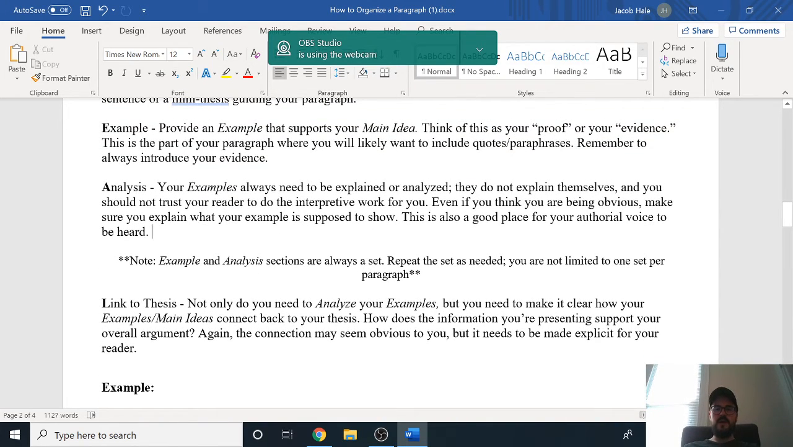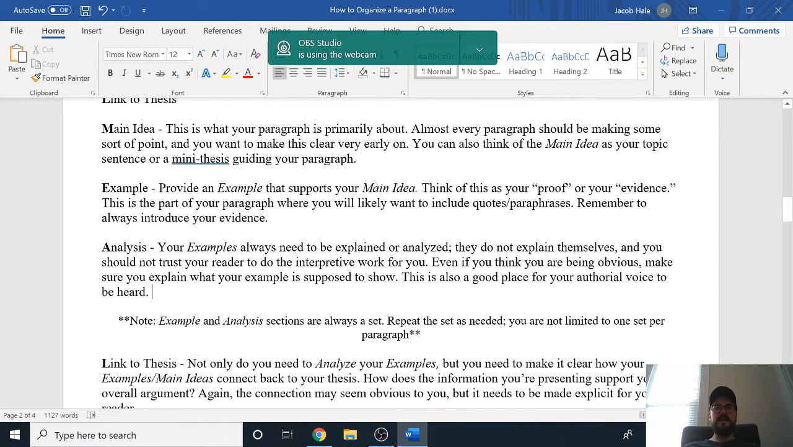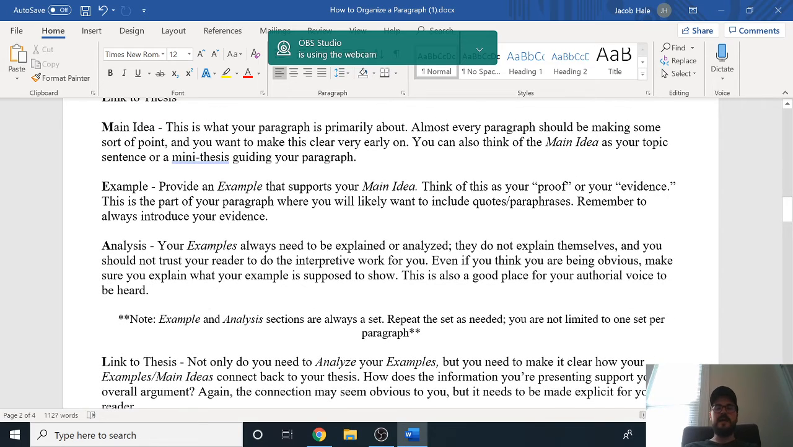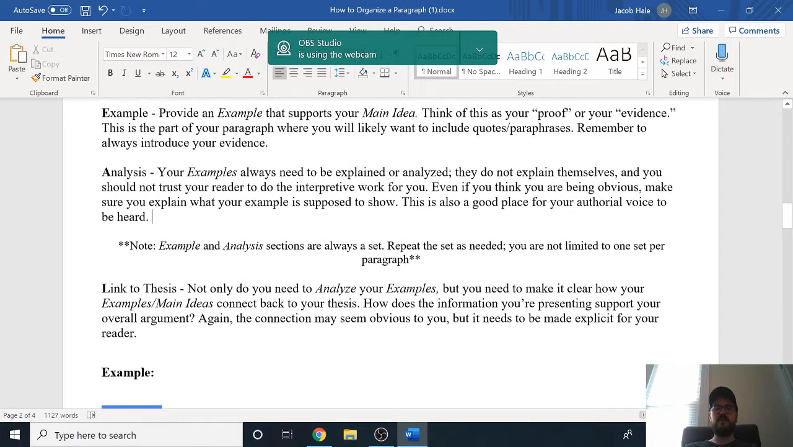And I have a little note here. The example and analysis portions of your paragraph, you can just keep repeating those. So you're going to begin your paragraph with a main idea, and then you're going to provide an example that supports that main idea. Then you're going to analyze or explain that example, and then you can just repeat that. You can provide another example and analyze it, provide another example and analyze it. So this doesn't mean that each paragraph needs to only have one example. This is just sort of a pattern for you to follow. And once you've done those 3 steps, you're going to end with a link to the thesis.